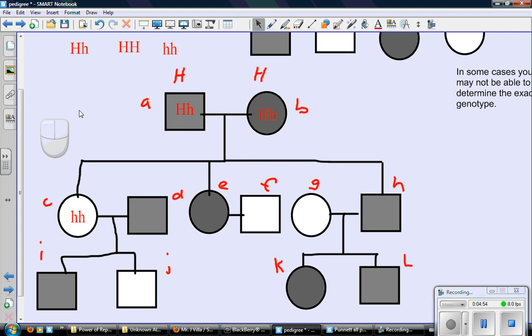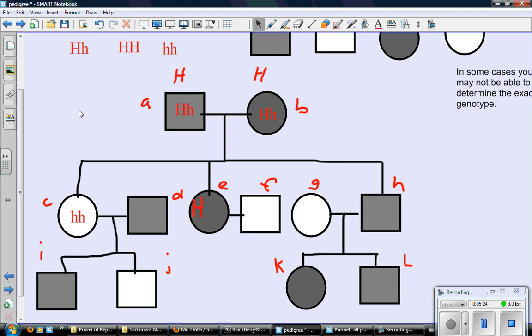You see how we were able to determine that? All right, now we go on to fish E. Well, we know that it's a purple fish, so it's going to have a dominant gene. At this point, can we say whether fish E is homozygous dominant or heterozygous? Can't say for sure yet. Maybe later on we'll be able to figure it out. Maybe not.